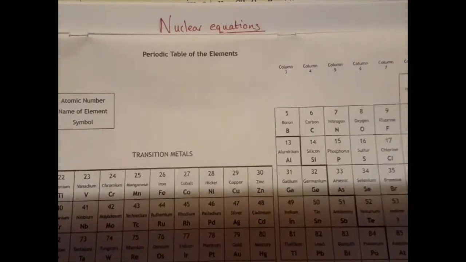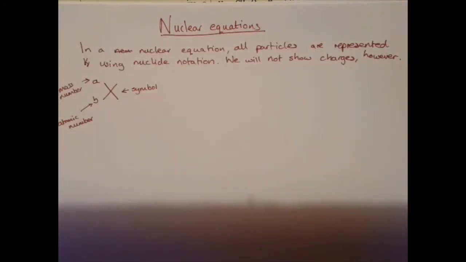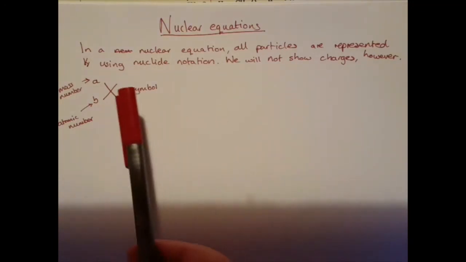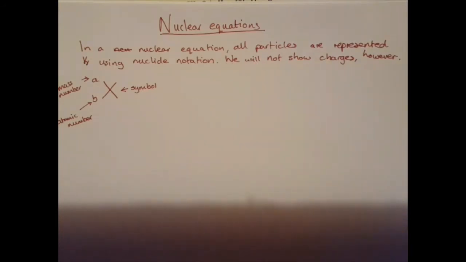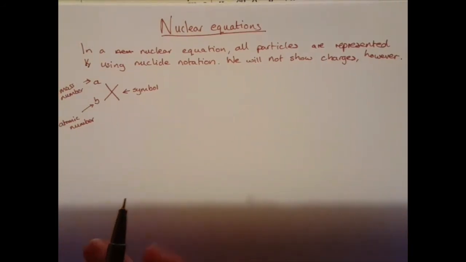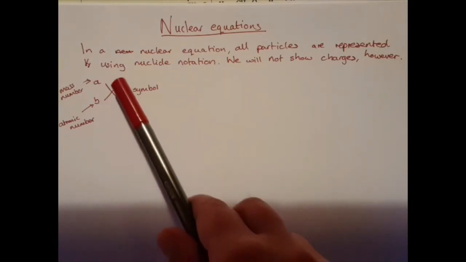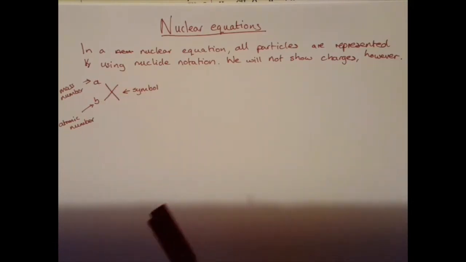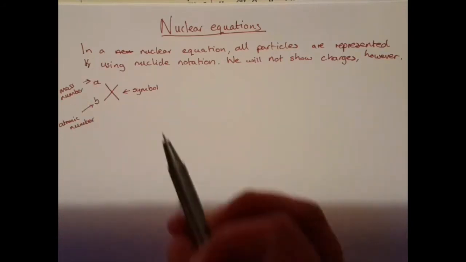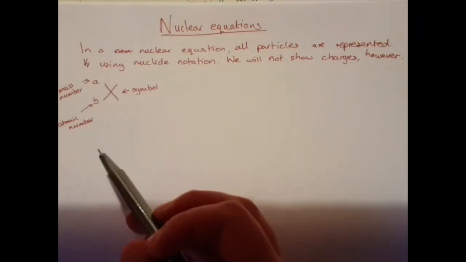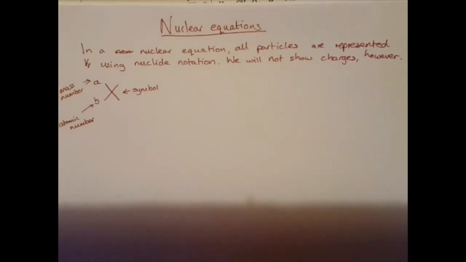The first thing to say about nuclear equations is that in a nuclear equation, all particles are represented using nuclei notation. We will not show charges, however. Just as a wee reminder, your nuclei notation is where we have the symbol for an element or particle. We're going to look at how to represent particles in a minute. The number to the top left is always going to be the mass number, and the number to the bottom left is always going to be the atomic number.